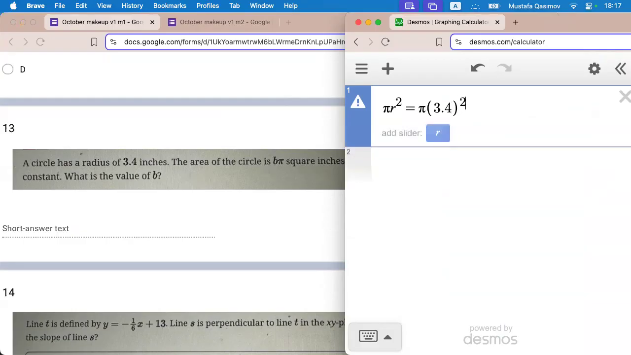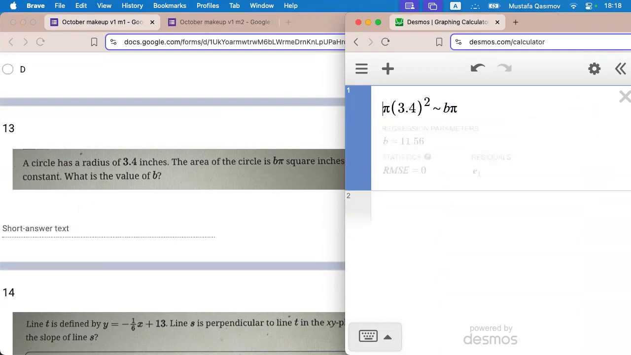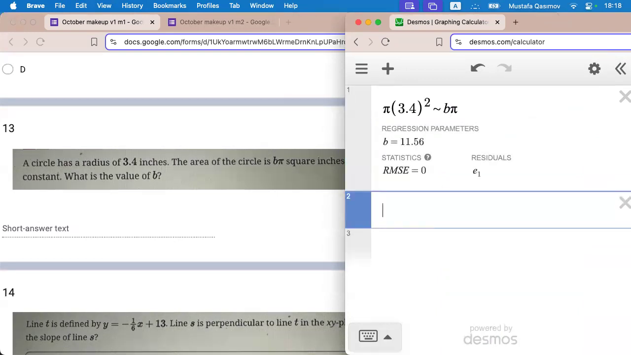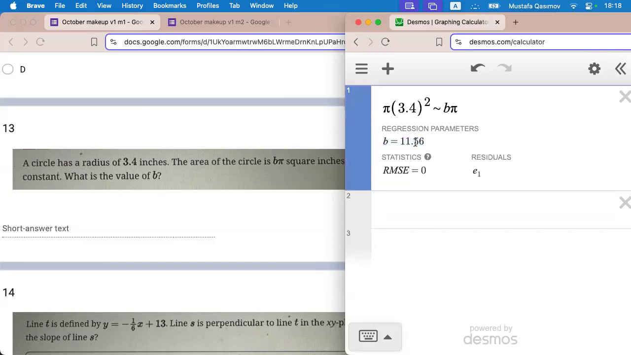Sometimes the question can give you the diameter. Be careful here. When it is the diameter, you have to divide it by 2 to find the radius. That is equal to B pi. Then you can find the value of B like that if you want, or you can just find 3.4 squared. Answer is 11.56.